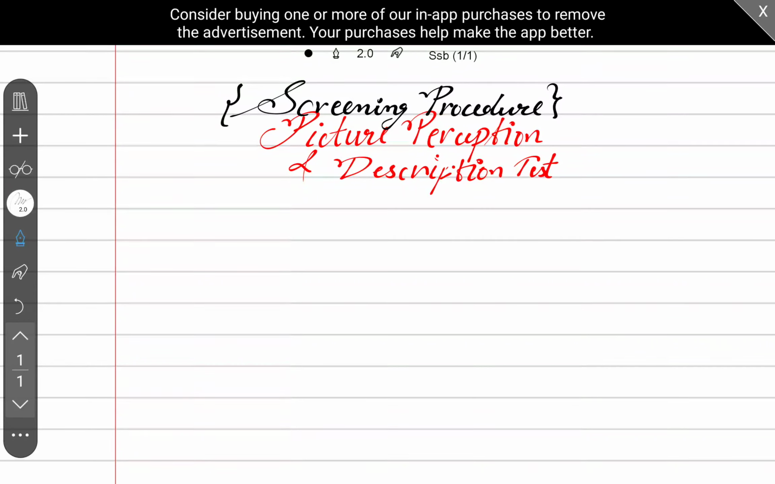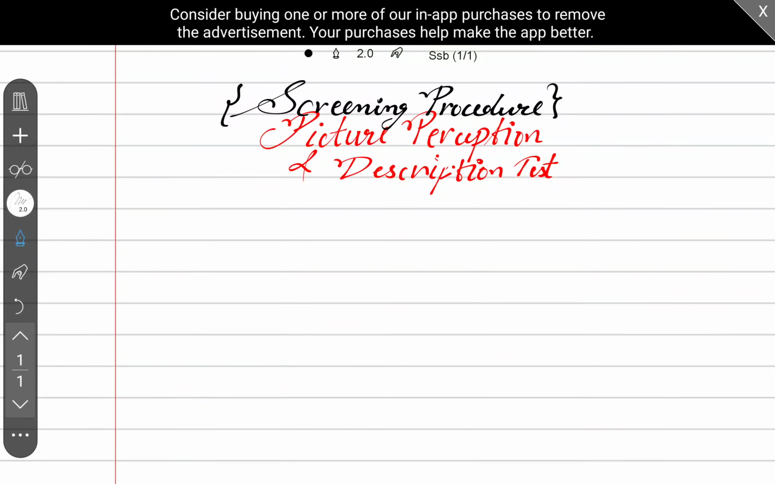Now I'll talk about the most important and authentic way of selection in the screening part, which is the picture perception and description test. It is one of the most important tests for the screening procedure. We are provided with a paper in which we have to write the theme and action of the story which we have created in our mind, and also mention the characters and their age.